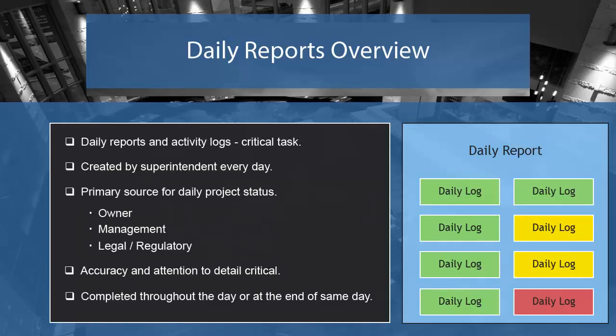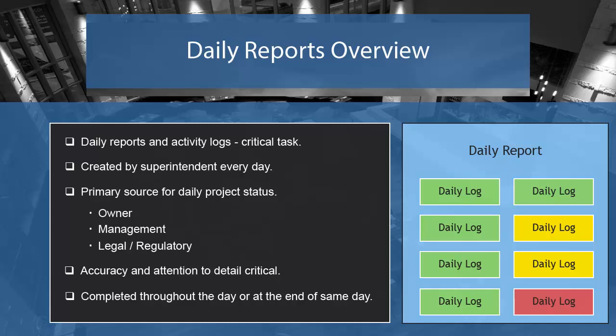Creating daily reports, and their associated activity logs, is one of the most important tasks performed by project superintendents. As their name implies, project reports are created daily, and are used as a primary source of job site and activity information for many roles associated with a project, including the project owner, all levels of management, and various legal and regulatory roles. Due to their significance, maintaining a superior level of accuracy and detail in daily reports is critical.